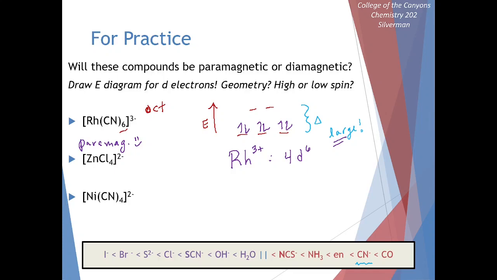All right, there are 2 more practice problems here. Again, the strategy: can we figure out the geometry? Can we figure out the electron configuration for our metal? If we have octahedral geometries, we need to go a step further. Check out the ligand. Do we expect it to be strong field or weak field? For tetrahedral compounds, always weak field. For square planar compounds, always strong field. Then we can fill in our electrons and try to predict our properties.